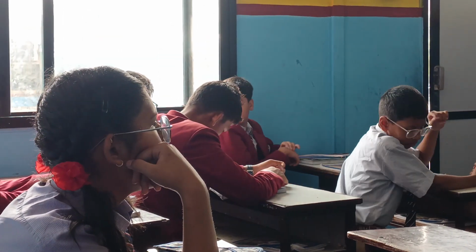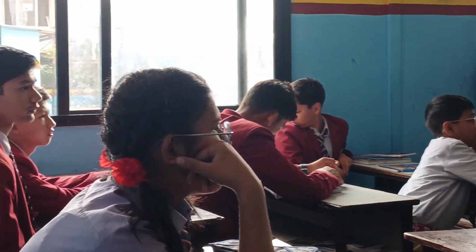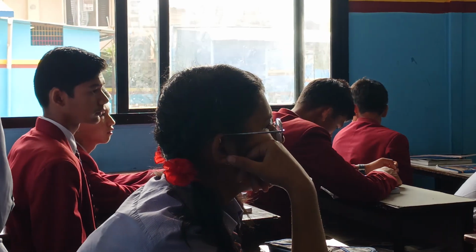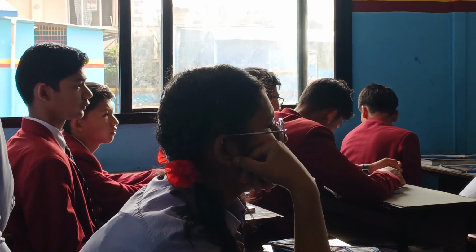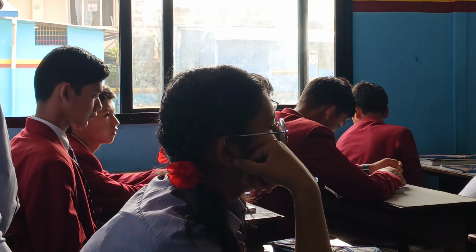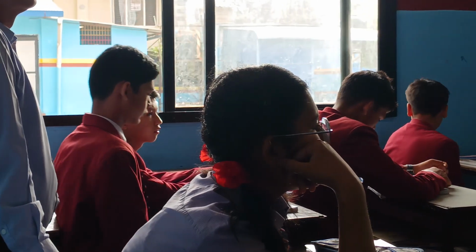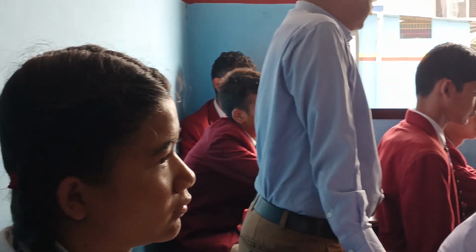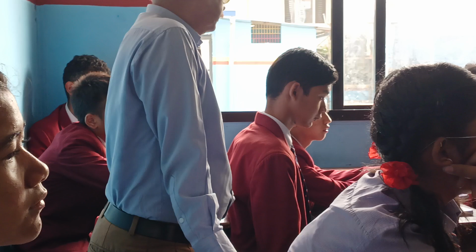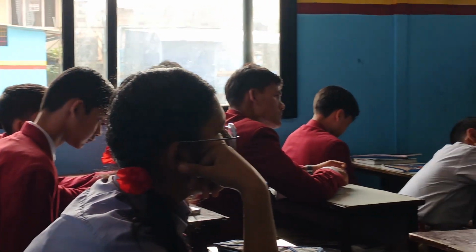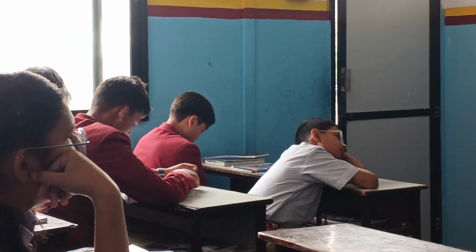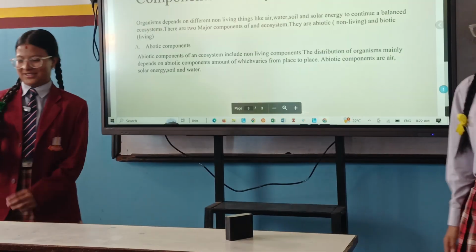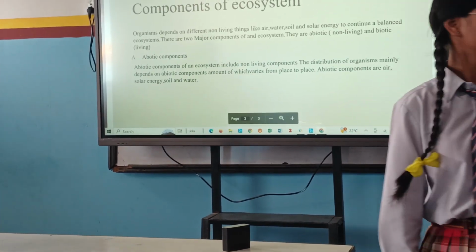Components of ecosystem. Organisms depend on different non-living things like air, water, soil and energy. As we are all related to this, for our daily activities we require various kinds of abiotic components, and abiotic components are those components of an ecosystem that include non-living things. For example, they are air, water, solar energy and soil. Thank you and have a great day. Thank you very much. Give it to the next presenter.